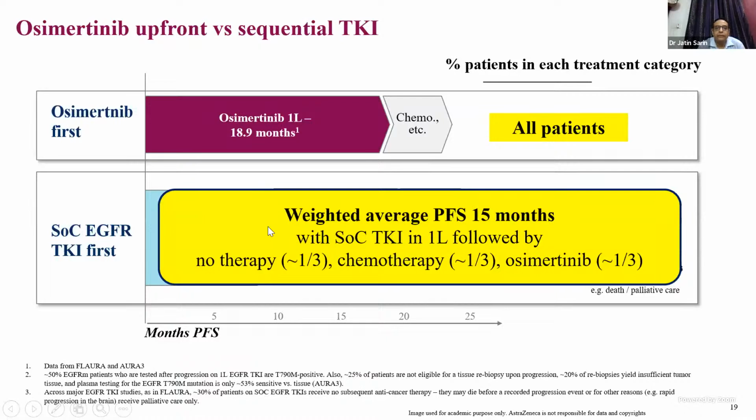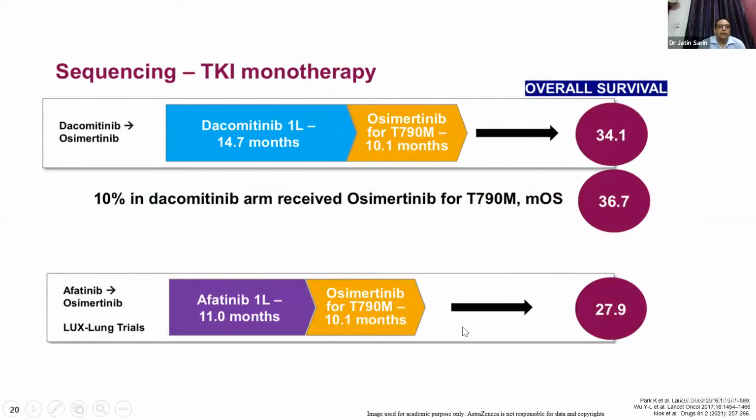The weighted average PFS, if we use sequential EGFR TKIs, comes down to 15 months, while if we use osimertinib as a first line, it is actually 18.9 months. The PFS is due to all these factors. Again, the sequencing, as you can see, the OS with these sequencing is not actually reaching up to 38.4 months.